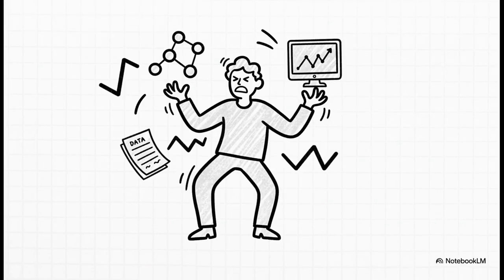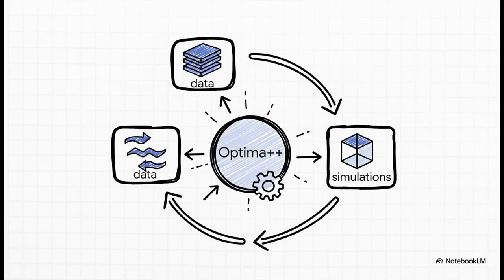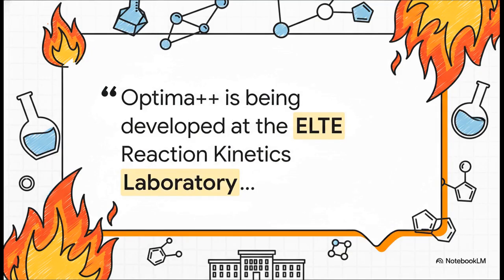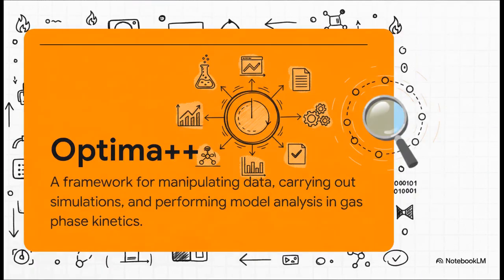Right now, researchers are juggling tons of different tools for their data, models, and simulations. But what if one tool could handle the whole shebang? That's exactly the idea behind Optima++. And it's not some old software. It's an active, open-source project from a lab in Budapest. Basically, it's a central hub that brings all those scattered research tasks under one single roof.